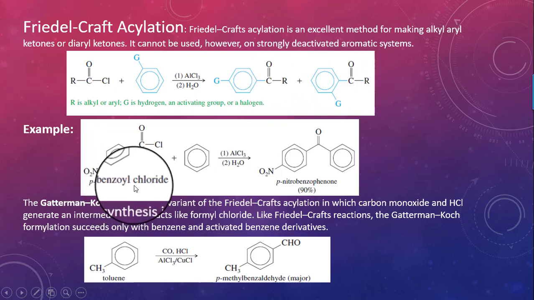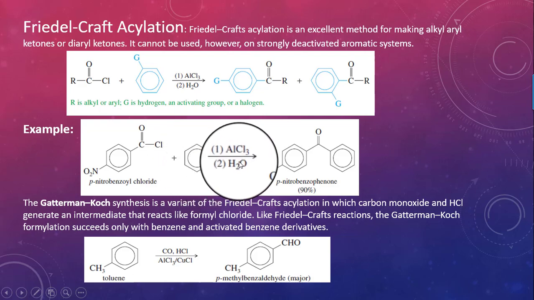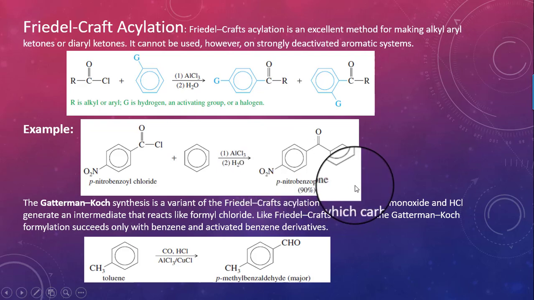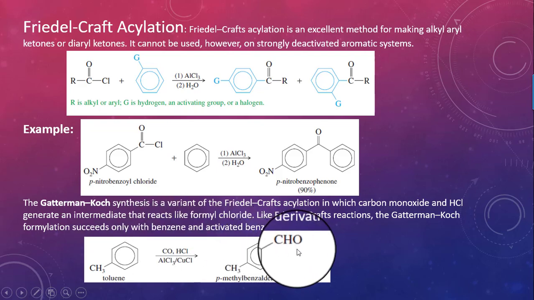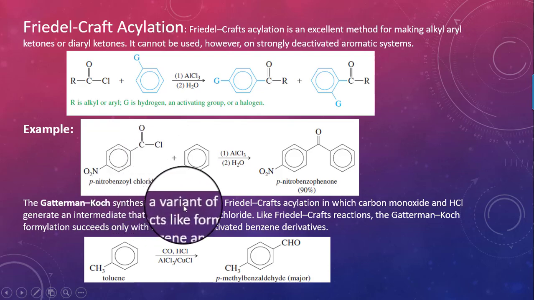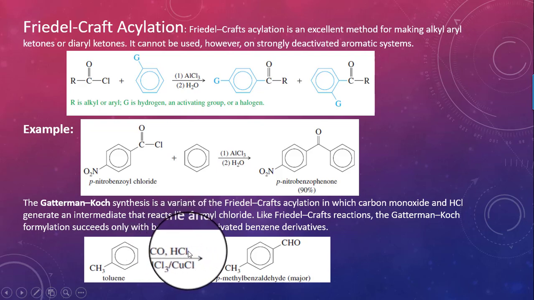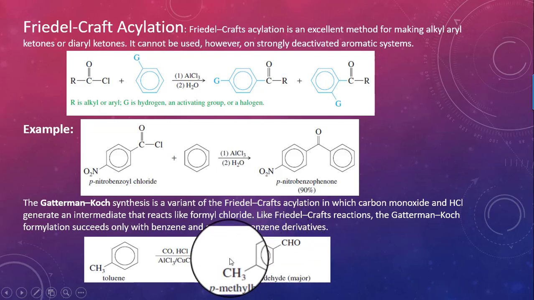An example is given in which para-nitrobenzoyl chloride is made to react with a benzene ring in the presence of AlCl3 and water, and this leads to the formation of para-nitrobenzophenone. If we have to substitute a formyl group on the benzene ring, we could not use formyl chloride because that is an unstable compound. Instead of formyl chloride, we will use a mixture of carbon monoxide and HCl that forms an intermediate which acts as formyl chloride and leads to the formation of a formyl substituted aromatic ring.